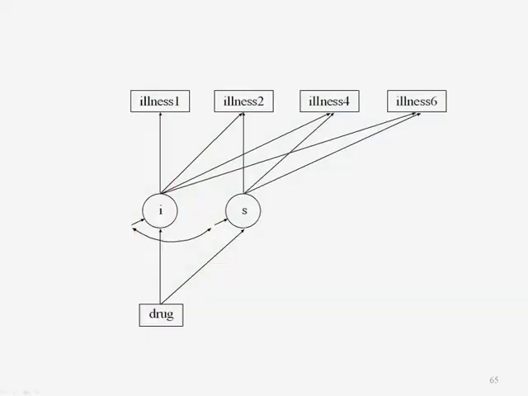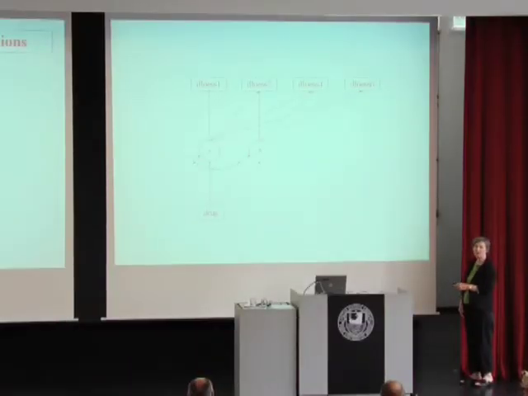Here's a picture of the model we're going to estimate. So we have the severity of the illness measured at week 1, 2, 4, and 6. So we have 4 repeated measures. We have I, which is the intercept growth factor, S, which is the slope growth factor. And both of these growth factors vary over individuals. And we regress these 2 growth factors on the drug, so on the treatment.